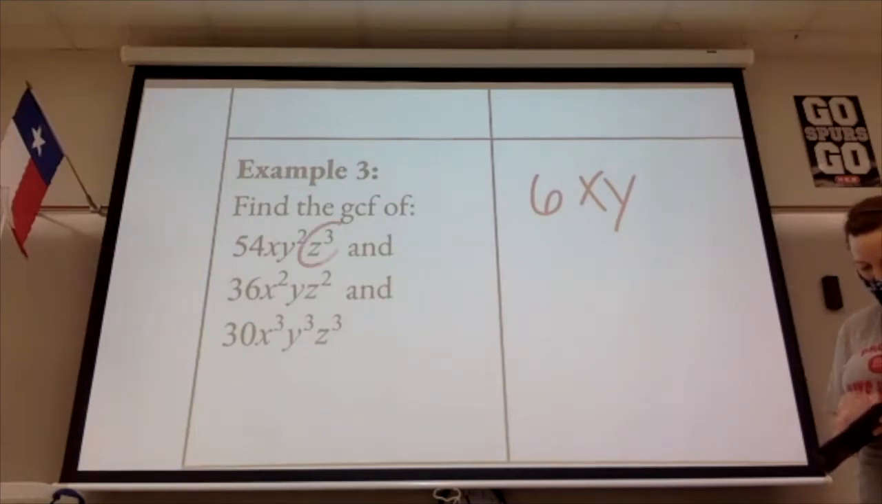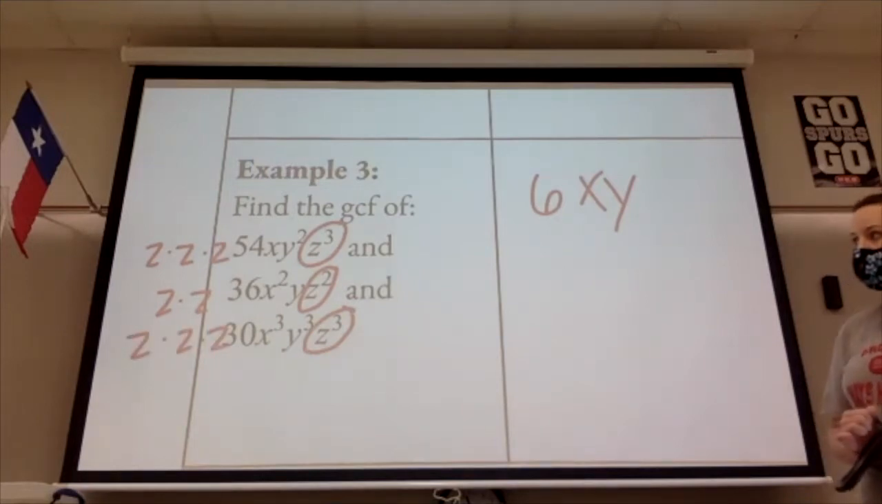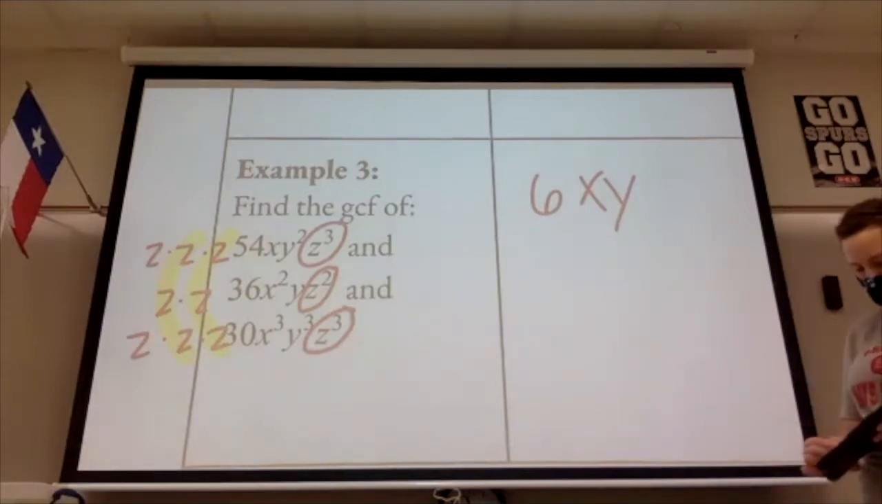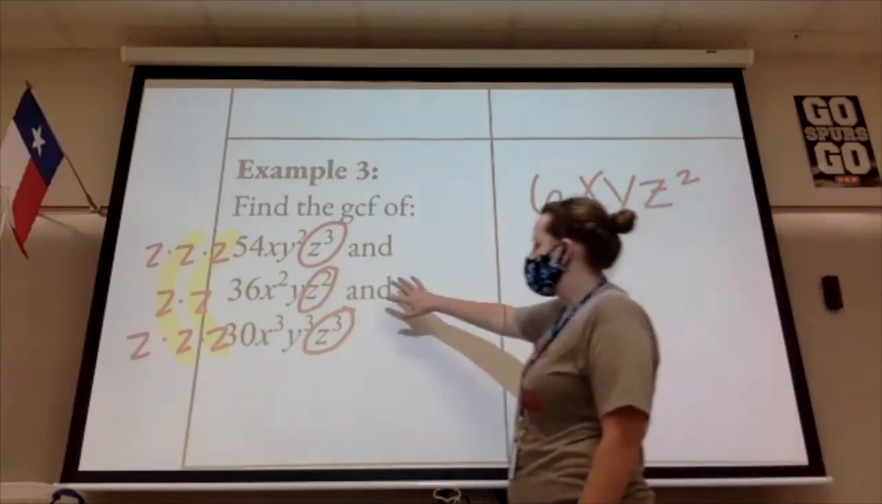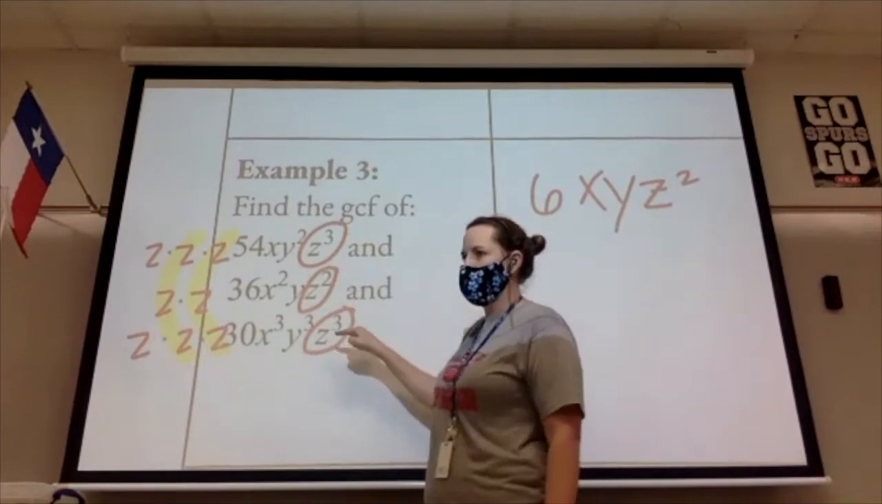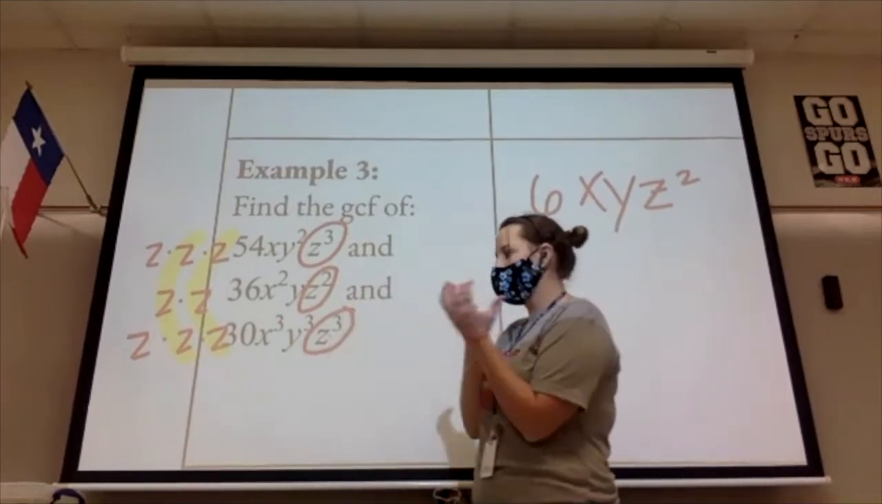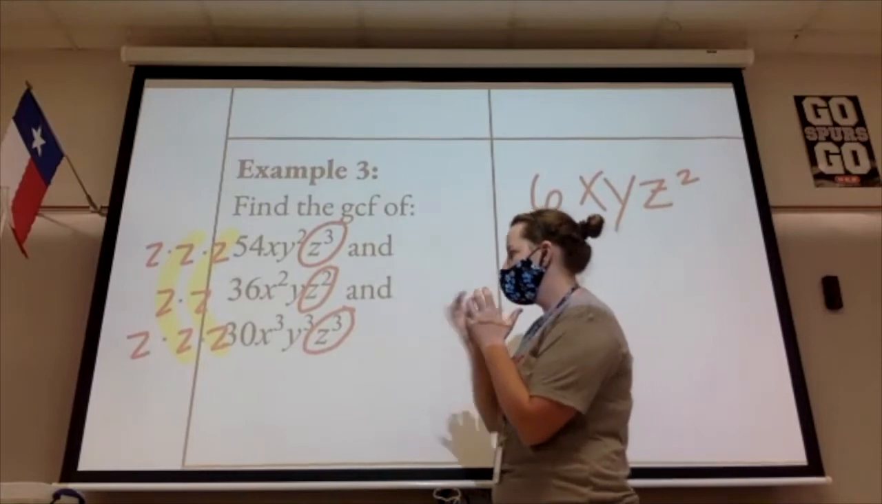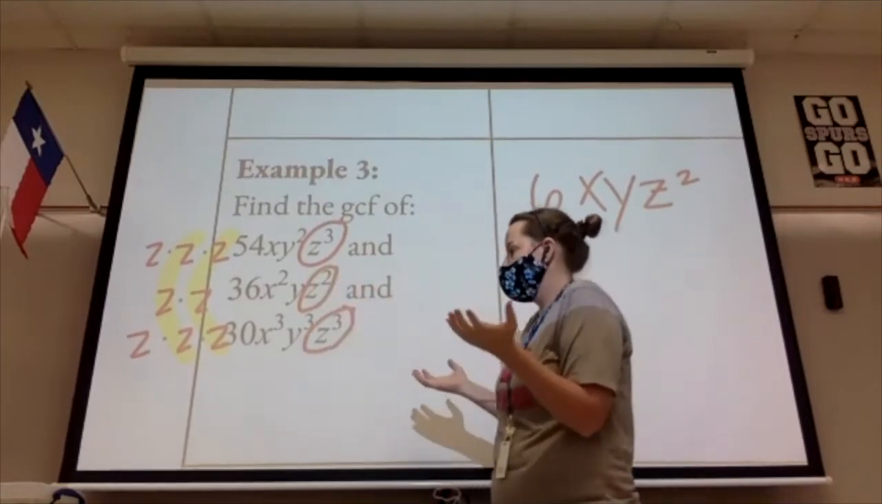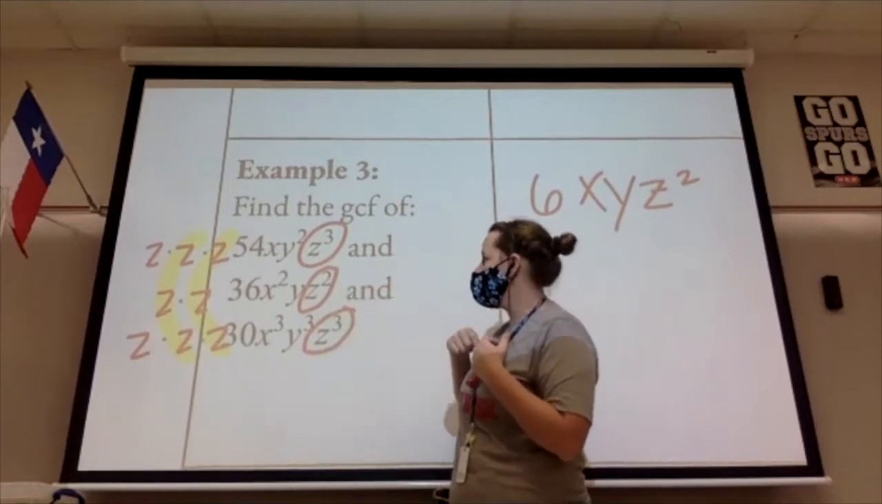Okay, so here I've got z times z times z. Here I've got z times z. And then here I've got z times z times z. I've got 1, 2. Yep, that's exactly what it is. So here I have a z squared that they have in common. So like he was saying, you're just looking for the smallest exponent out of all of them because that's the most that you can take out. Because if I tried to take 3 from here, there's not 3 there, okay? So we can only pull out whatever the smallest exponent is.